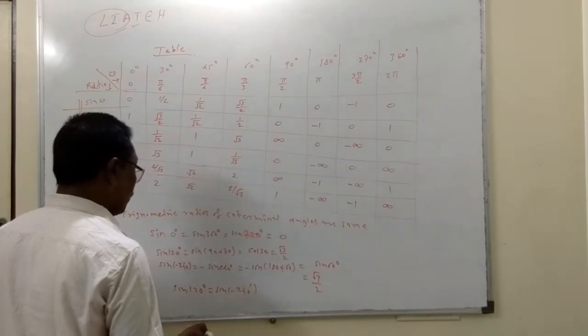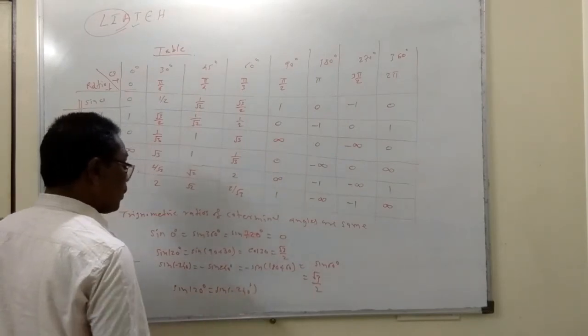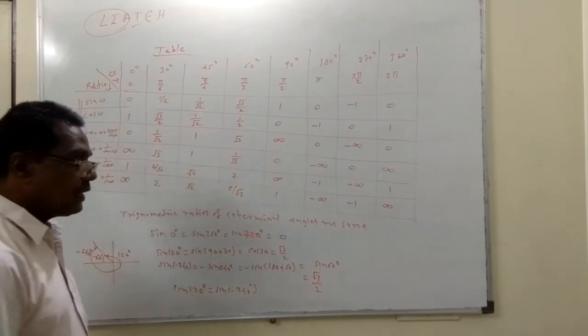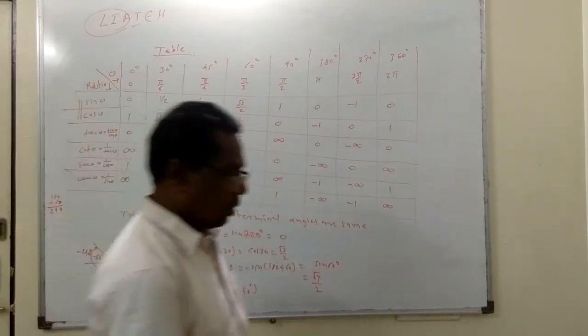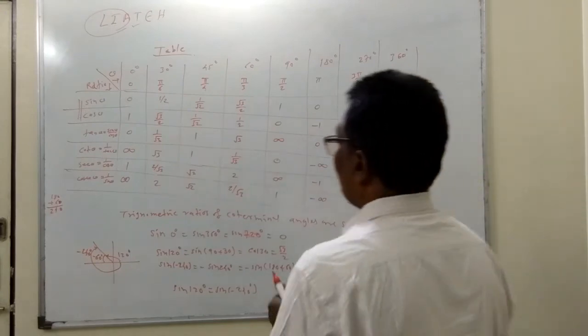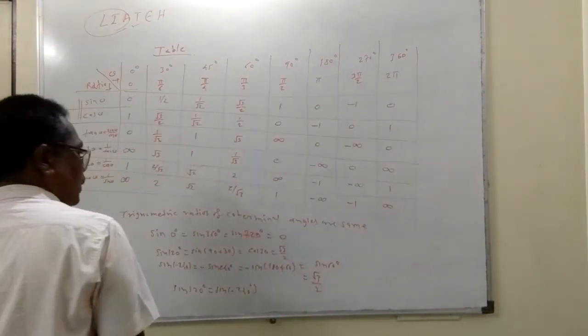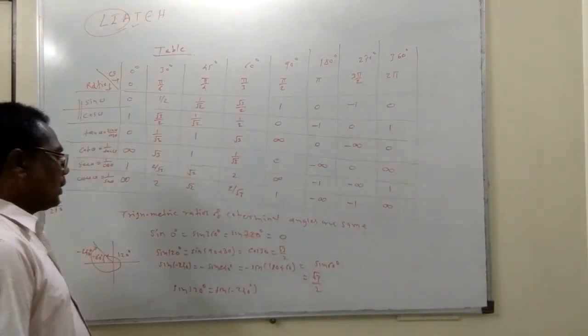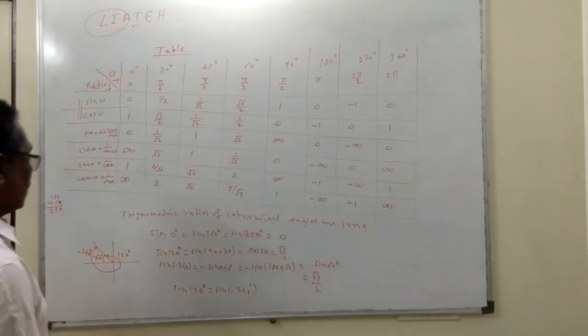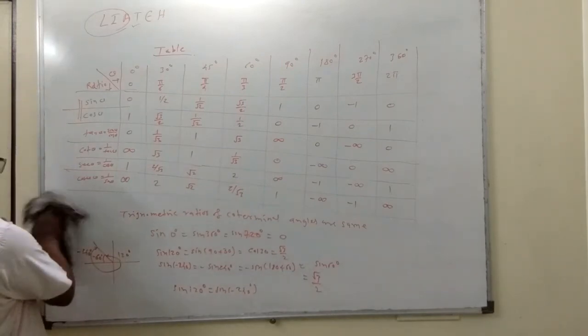The difference between these two angles is 360 degree, so these are coterminal angles. So in short, keep this in mind: when an integral multiple of 360 is added to any angle, the ratio does not change, because that is the coterminal angle.